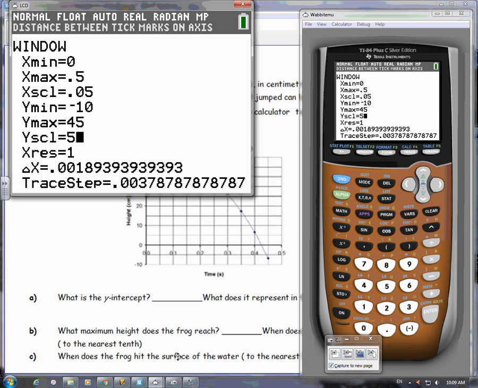Okay, so the only ones that I really don't care about are the ones where it says the x-res, the delta x, and the trace step. And your calculator might not show that, and that's okay. All right. Yes?